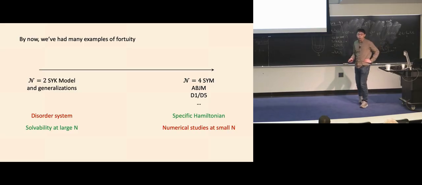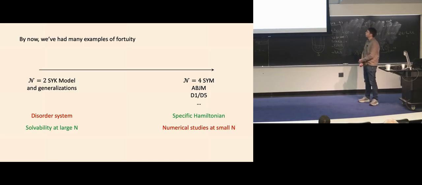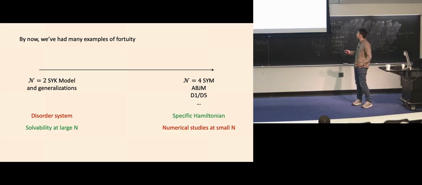As we've heard from previous speakers, by now we've had many examples of Fortuity. So here I drew an axis. On one end, we have these higher dimensional field theories: the N=4 super Yang-Mills theory, ABJM, D1-D5, etc. And on the other hand, me and my collaborators have studied the N=2 supersymmetric SYK model as a toy model for Fortuity.